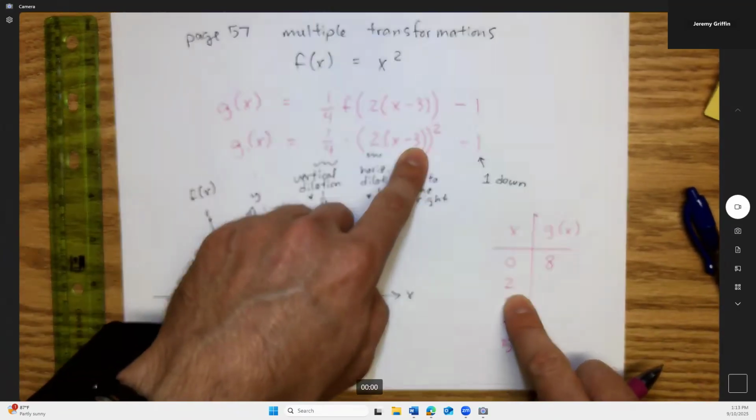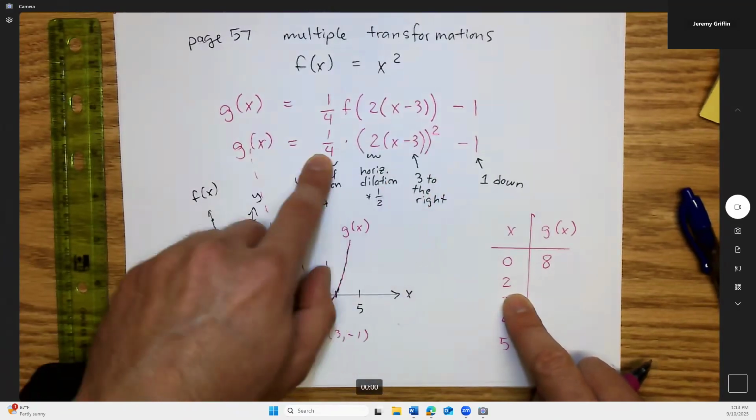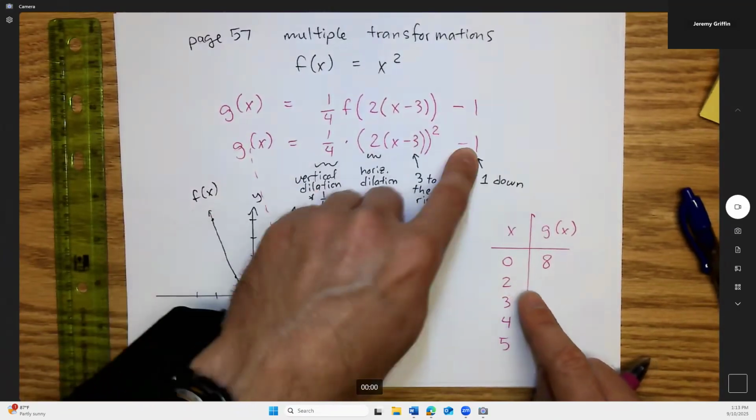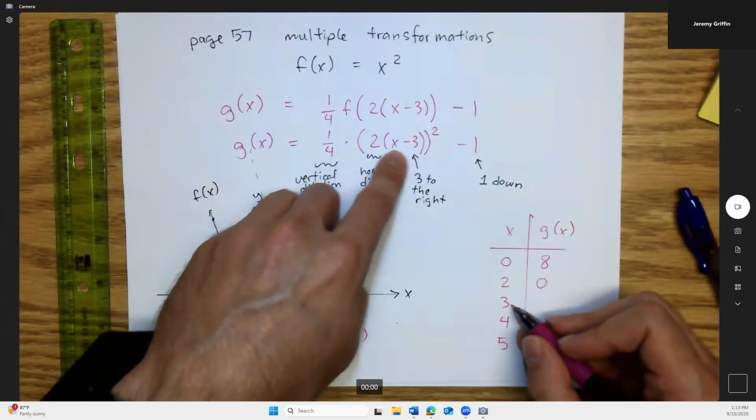So 2: 2 minus 3 is -1. Times 2 is -2. Squared is positive 4. A quarter of 4 is 1. Minus 1 is 0. Okay? 3: if I plug in 3, this whole thing zeroes out.